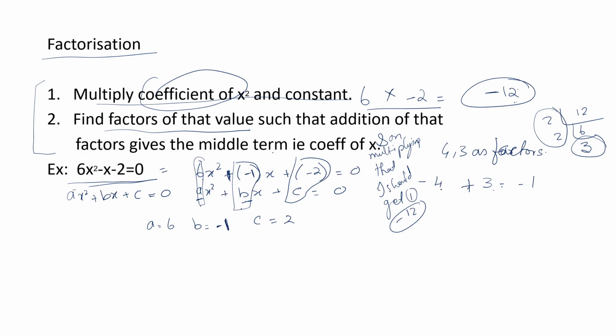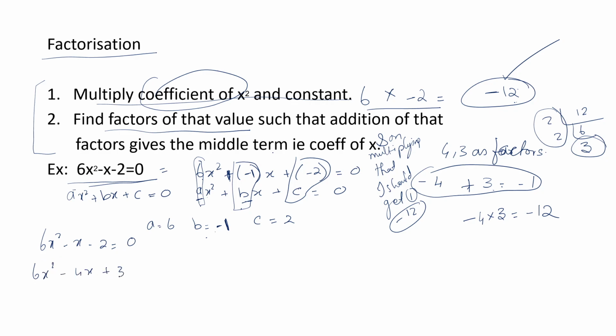So see here, the factors are 4 and minus 3. The value will be minus 12, which we have taken here, and on adding that I should get the x coefficient, right? So now I have found the equation is 6x square minus x minus 2 equal to 0. So now I have found the factors as minus 4 and 3, minus 4x plus 3x.